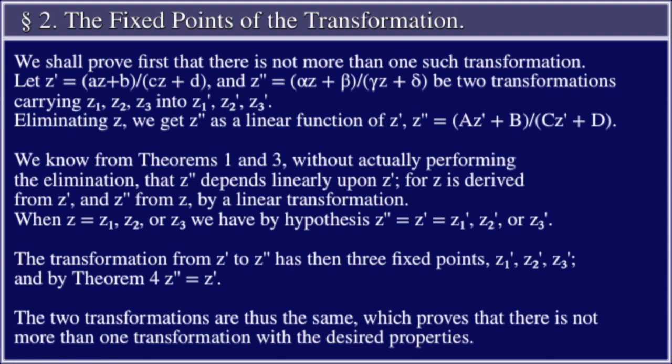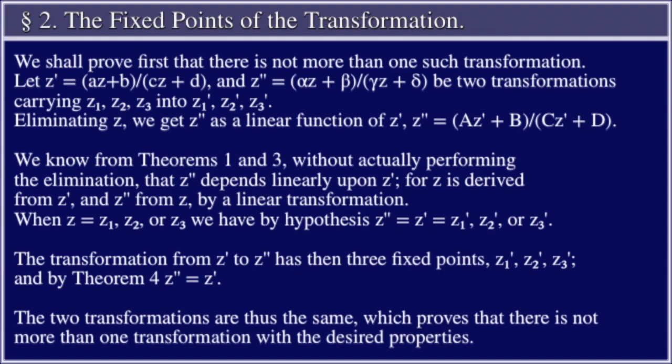Eliminating z, we get z″ as a linear function of z′: z″ = (Az′ + B)/(Cz′ + D). We know from theorems 1 and 3, without actually performing the elimination, that z″ depends linearly upon z′, for z is derived from z′ and z″ from z by a linear transformation.